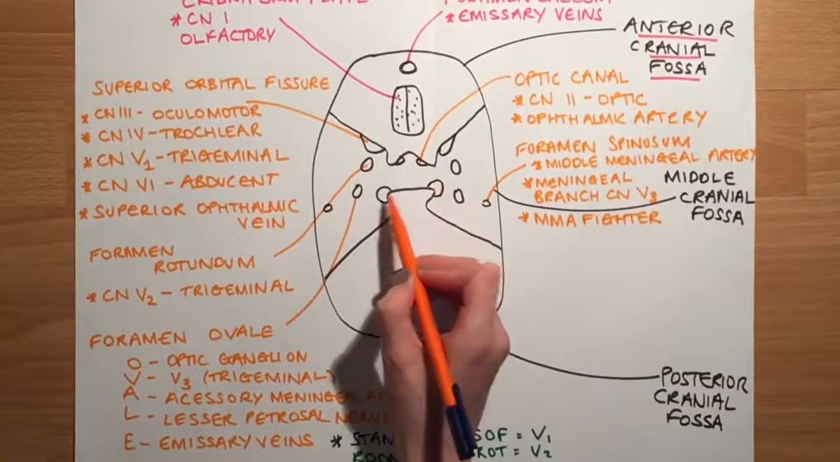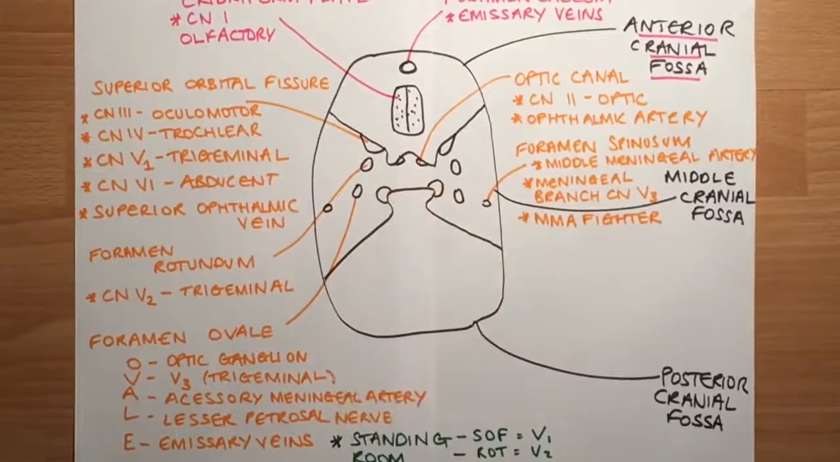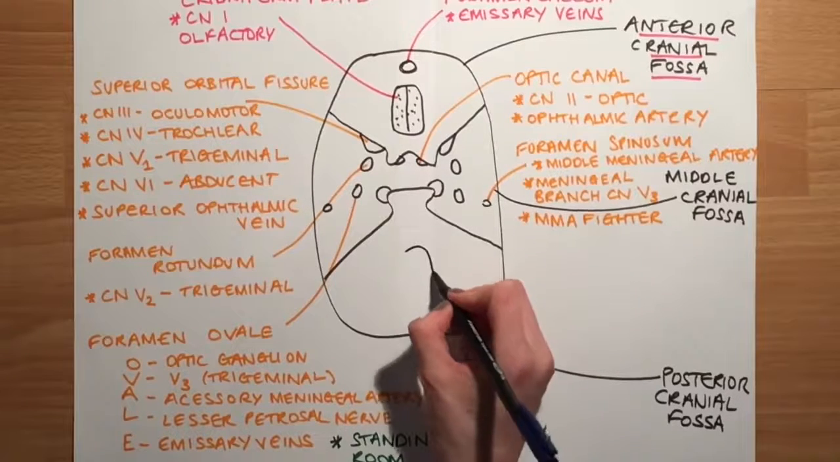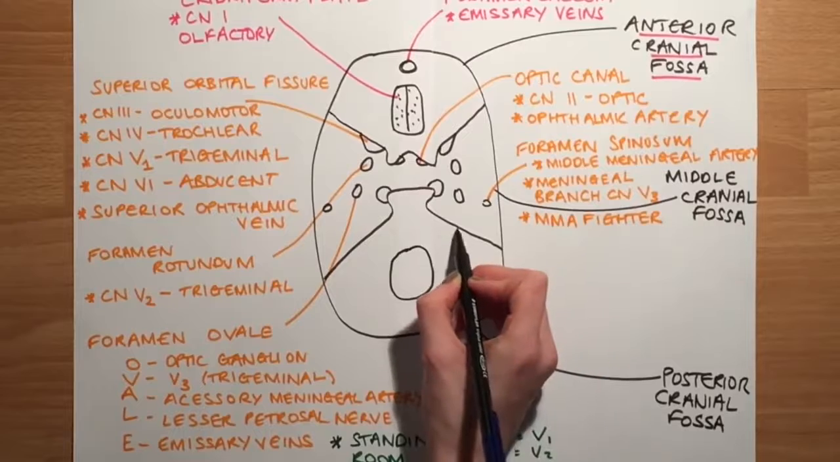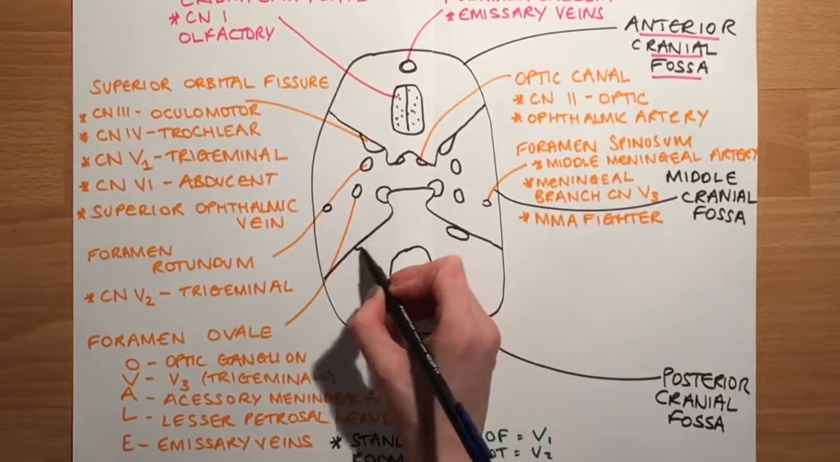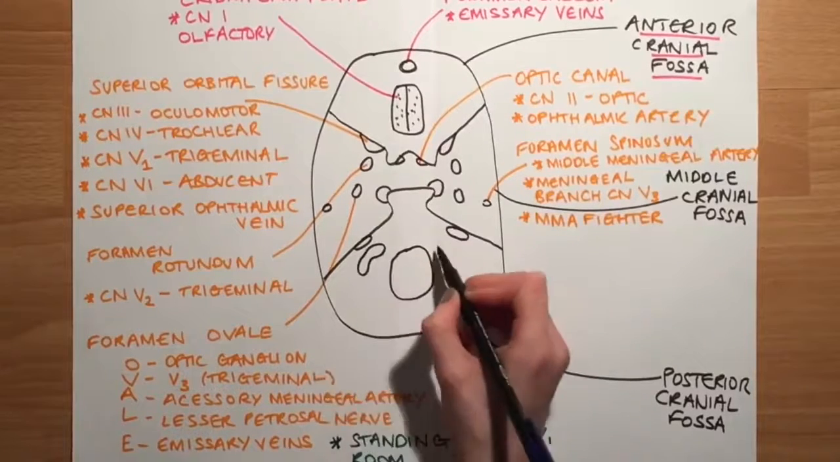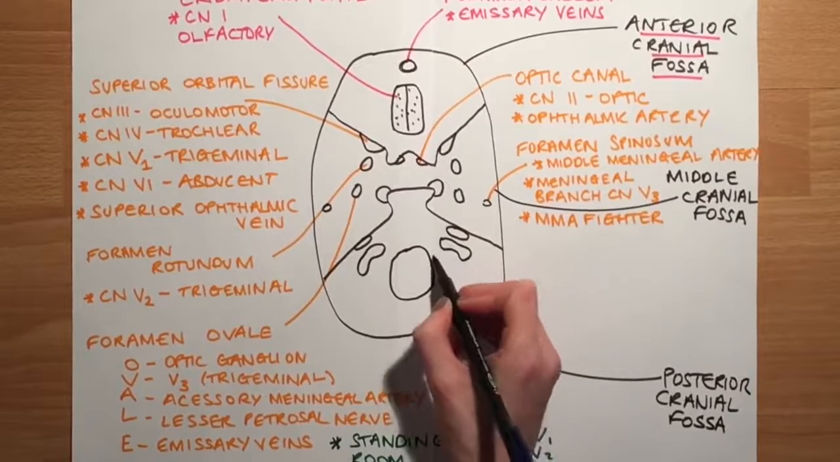Now, the two I'm pointing at here are the foramen lacerum. I'm not going to focus too much on those today because I'm going to focus on them in another video. Now, the posterior cranial fossa, I'm going to go and draw the foramen magnum. Then I'm going to draw the internal acoustic meatus, the jugular foramen, and then the hypoglossal canal.